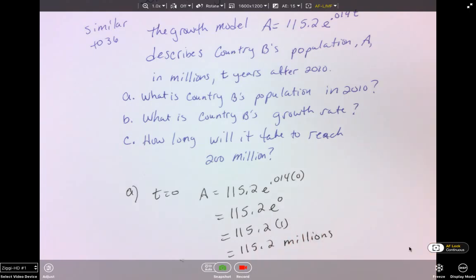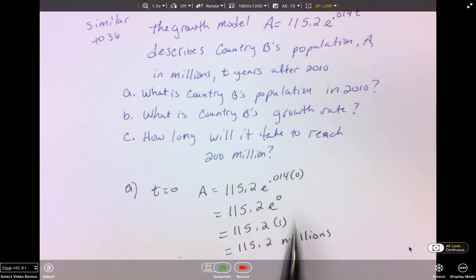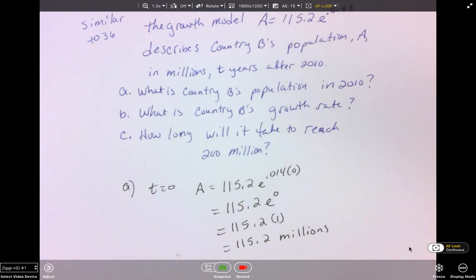Now, if you're working on putting this on the test, you would only need to show me this part and this part at the end, because it's understood that those are happening. But I want to make sure you understand why they're happening.